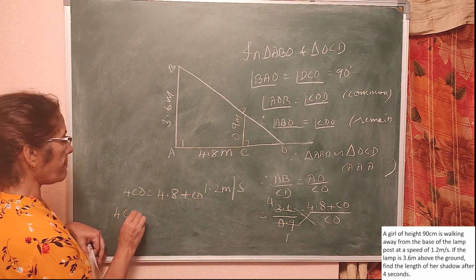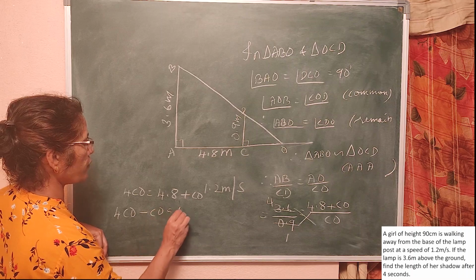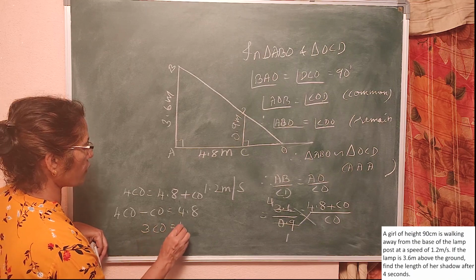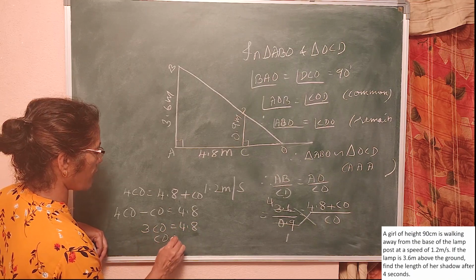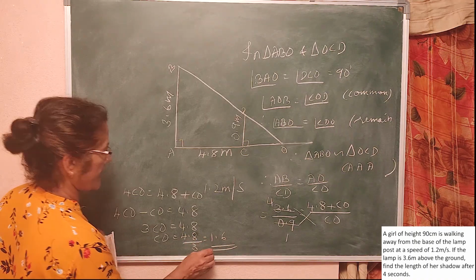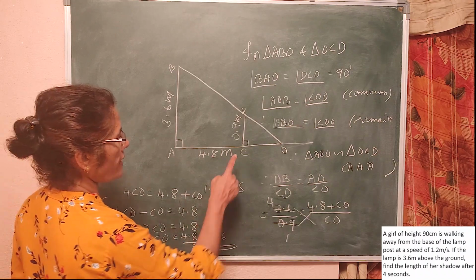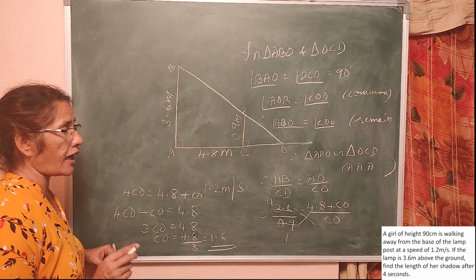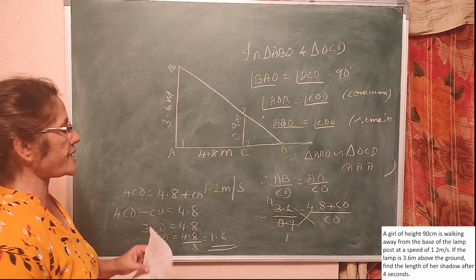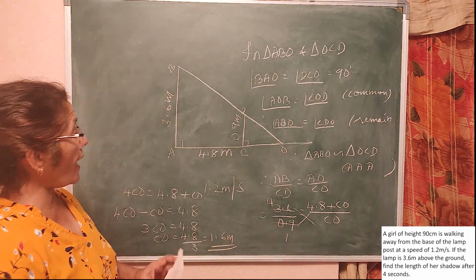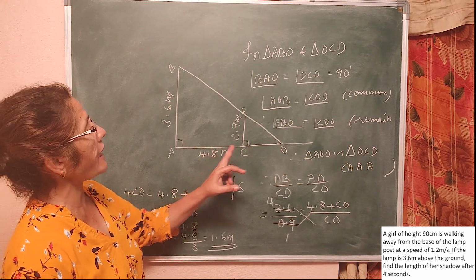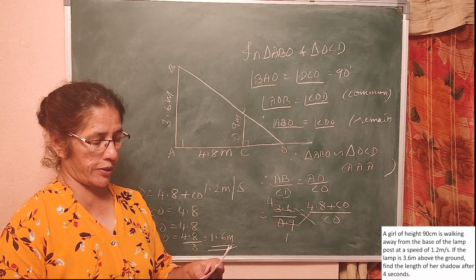4 CO minus CO is equal to 4.8. What is 4 CO minus 1 CO? 3 CO is equal to 4.8. So CO is equal to 4.8 divided by 3 is equal to 1.6. So CO is equal to 1.6. So what is your answer? The length of the girl's shadow is 1.6 meter. So if at all they ask what is the length of the shadow of the lamp post, it is 4.8 plus 1.6. I hope you understand.